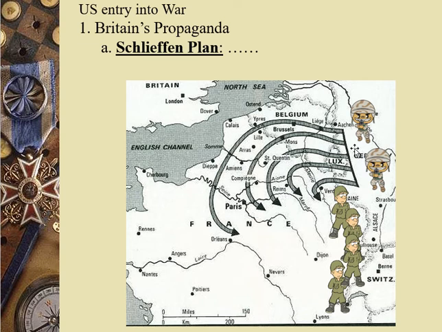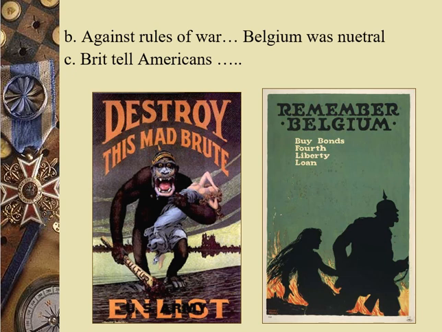And the Germans aren't just going to mosey on through the country and not do anything while they're there. There's going to be all sorts of craziness happening while they're going through cities and towns, right? And that information is what the British are going to be feeding to the Americans to get them involved in the war. So again, against the rules of war, Belgium was neutral, right? And the British start telling us all sorts of stories of what's going on.